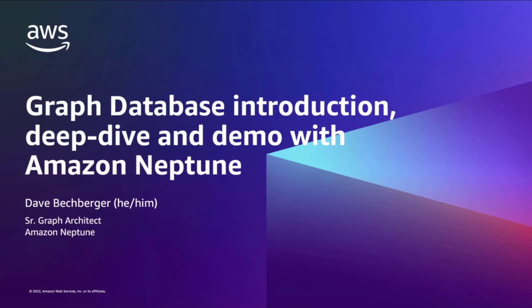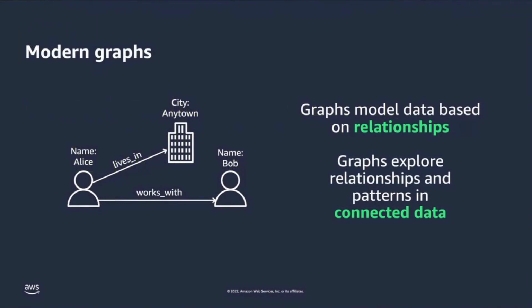And I'm here today to talk to you a little bit about graph databases, and then to go into a little bit of a deep dive and a demo on Amazon Neptune, which is AWS's purpose-built graph database offering. So let's jump right into it.